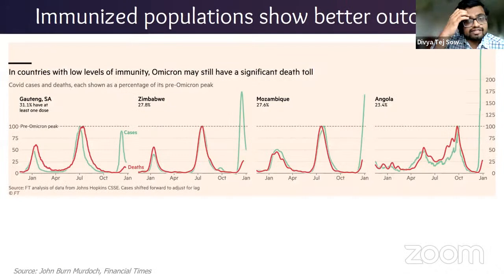So with that, I would like to finish. To summarize, Omicron has more infectivity. That means it spreads to more number of people. It spreads faster, as shown by the steep rise in the cases.